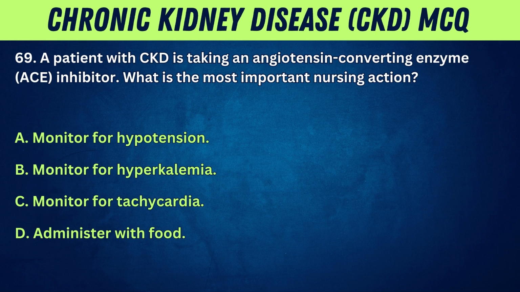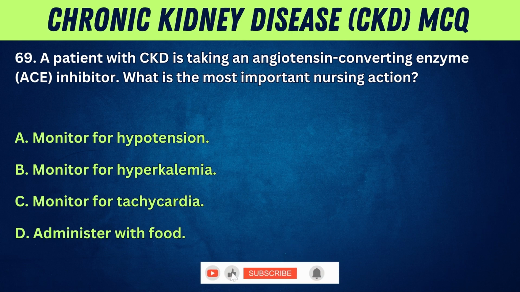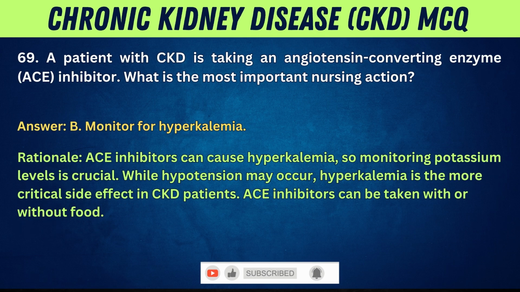69. A patient with CKD is taking an angiotensin-converting enzyme, ACE, inhibitor. What is the most important nursing action? A. Monitor for hypotension. B. Monitor for hyperkalemia. C. Monitor for tachycardia. D. Administer with food. Answer: B.